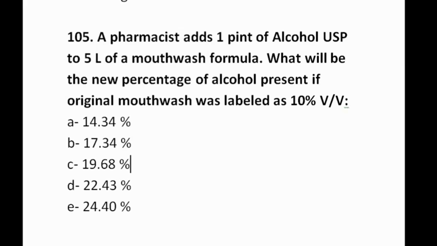Now we can add this amount of alcohol with the one that we found out in 1 pint of alcohol USP. After that we will have to add 5 liter plus 1 pint, and then we will divide the amount of alcohol by the 5 liter plus 1 pint and multiply by 100, and then we will get the answer. So the answer here will be 17.34%.